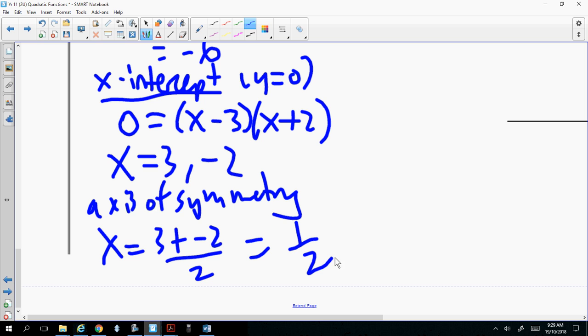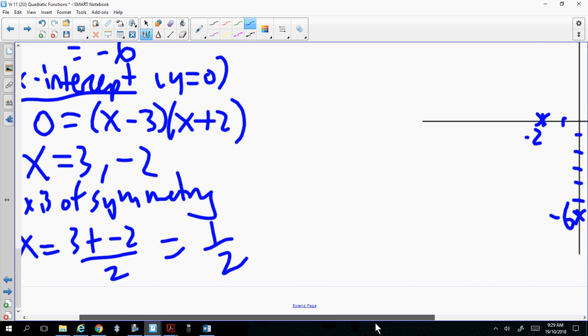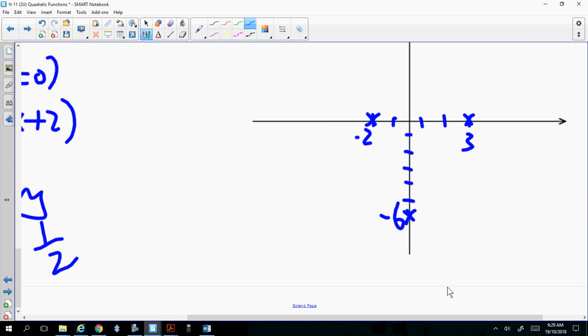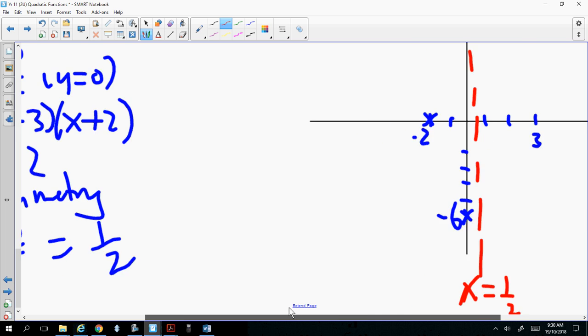So you got half, and this is your axis of symmetry. So put half there. Actually, it wasn't labeled properly. Let me label it again. So you got 1, 2, 3, and then the halfway is here. Half. x equals half. That's your axis of symmetry. Now, that's required for you to find the vertex.